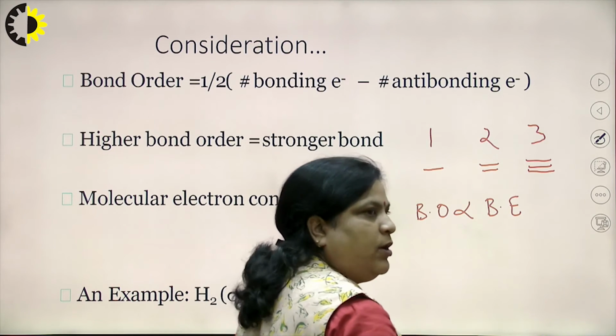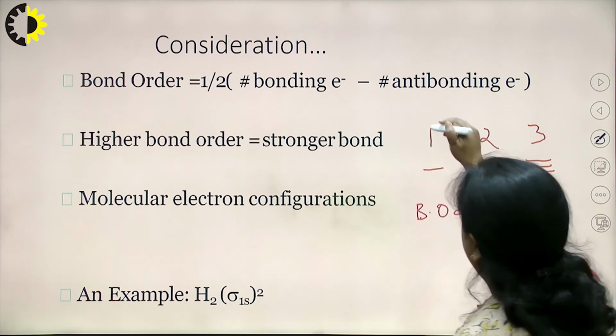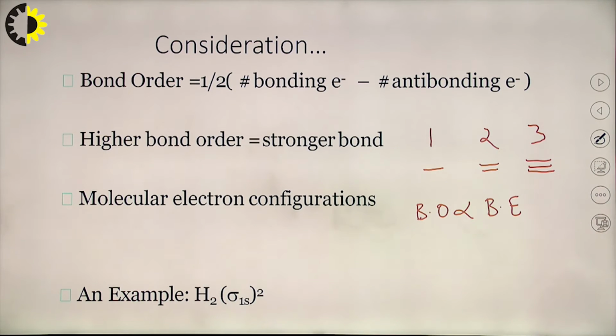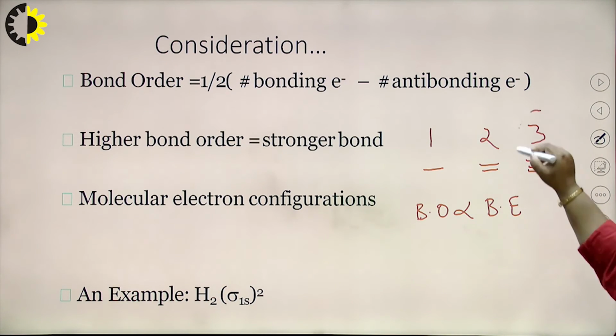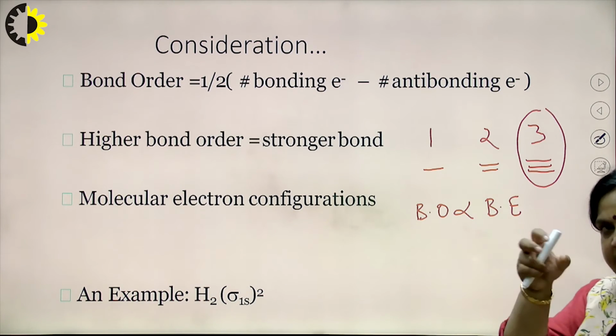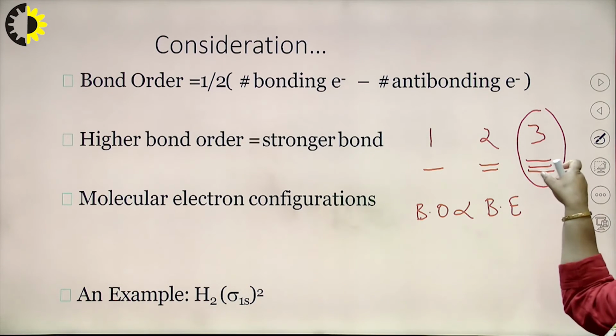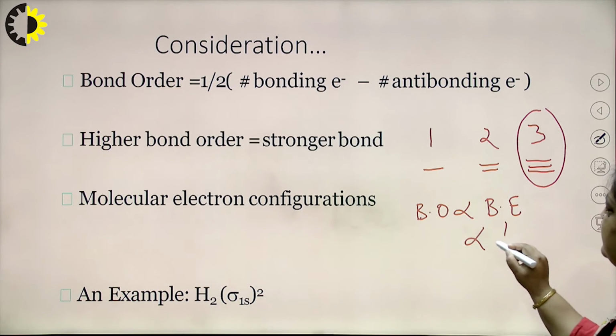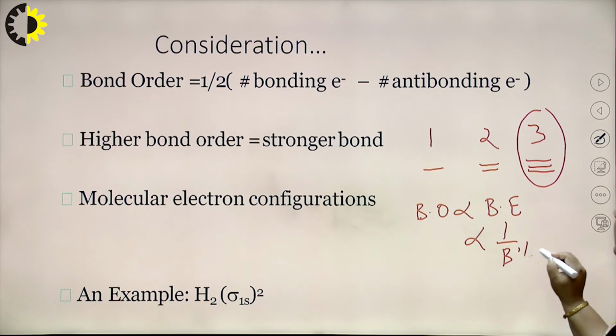But in the case of bond length, there is sp3 hybridization, there is sp2, there is sp. So, in the case of a triple bond, much interaction is there. So, it will be shortest in length. So, it is just the reverse, that is, bond order is inversely proportional to bond length.